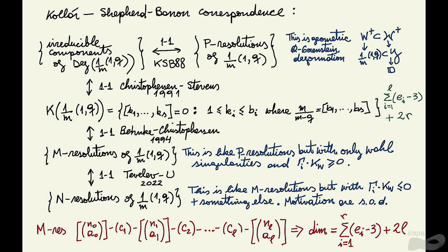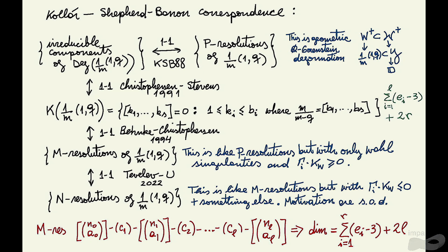For N resolutions, you also have Wahl singularities, a chain, but now the curves that appear intersect the canonical divisor non-positively, so 0 or negative. But this is not the only condition; there is something else, because if you put only that, then there are infinitely many.